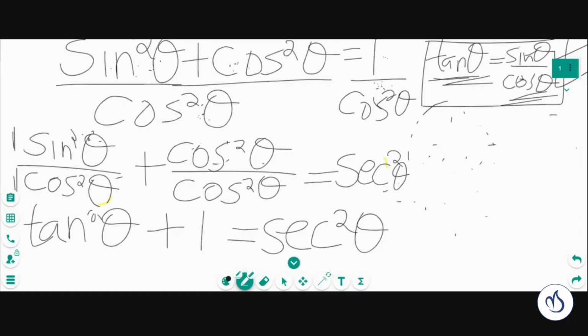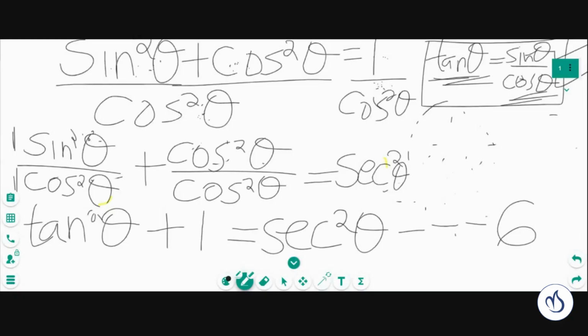So this is identity number 6. You may ask, but why are we deriving identities? If I give you an equation that has sine, cos, tan, I may want you to convert all of them to only one form, and then you solve it easily, like a quadratic equation.